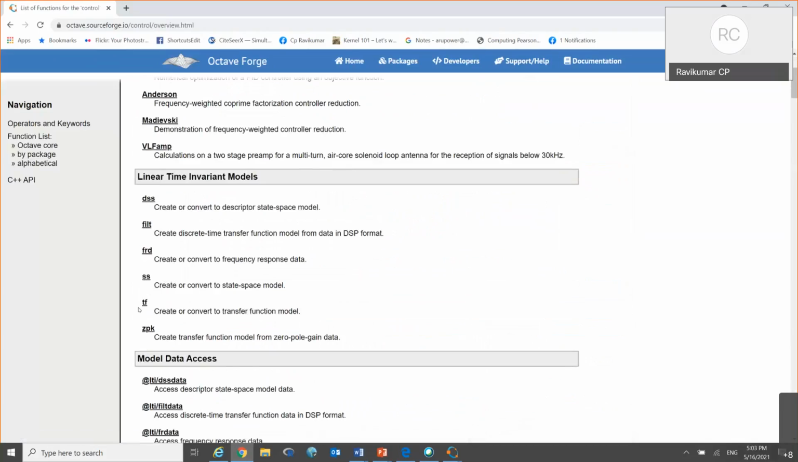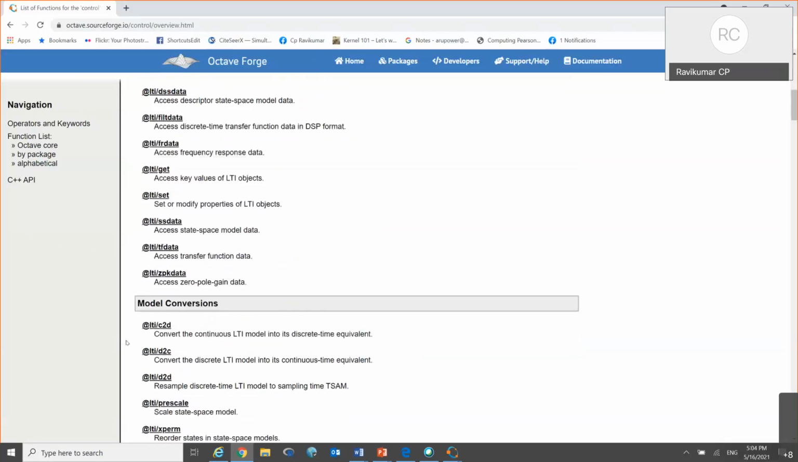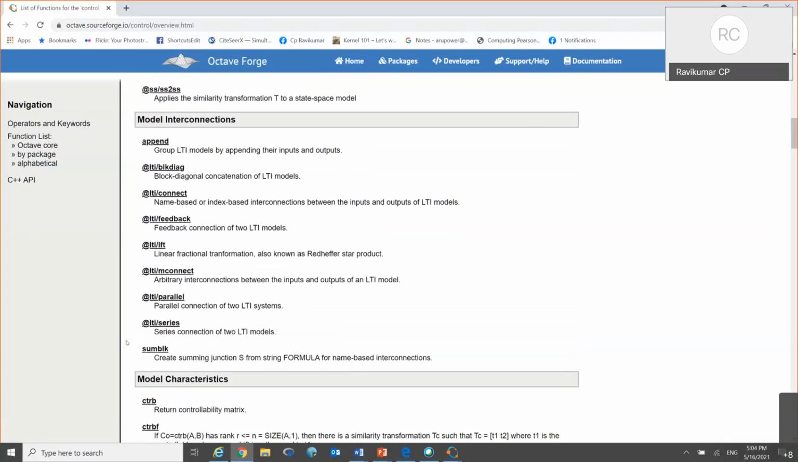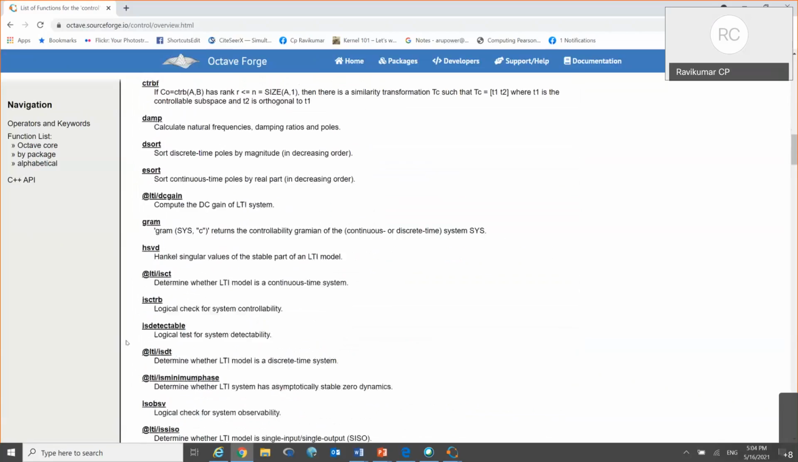This is a transfer function. You can also use the state space model for the same thing, and you can create a discrete time transfer function model in the DSP format. So these are more useful if you are going to take a course on control theory. Not every one may be useful, but some of them may be useful.